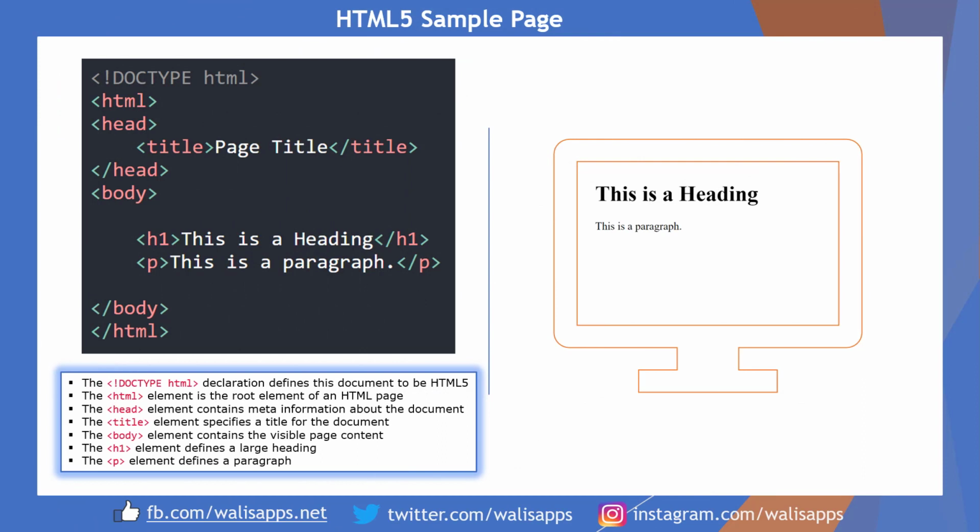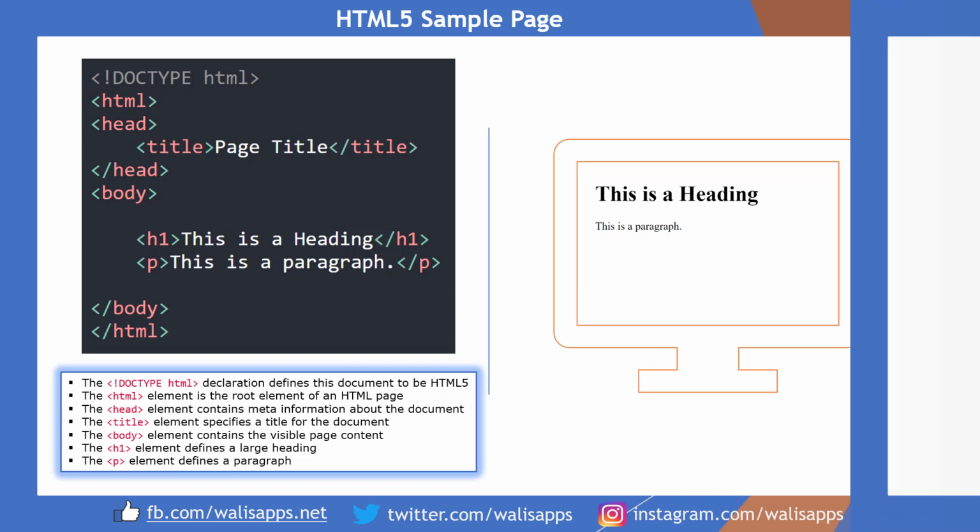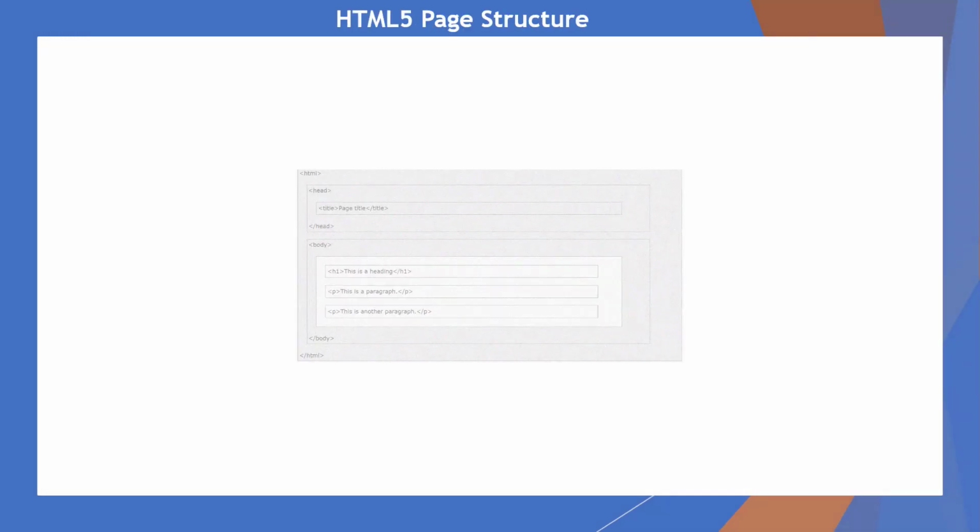HTML5 sample page. The doctype html declaration defines this document to be HTML5. The html element is the root element of an HTML5 page. The head element contains meta information about the document. The title element specifies a title for the document. The body element contains the visible page content. The h1 element defines a large heading. The p element defines a paragraph. HTML5 page structure.